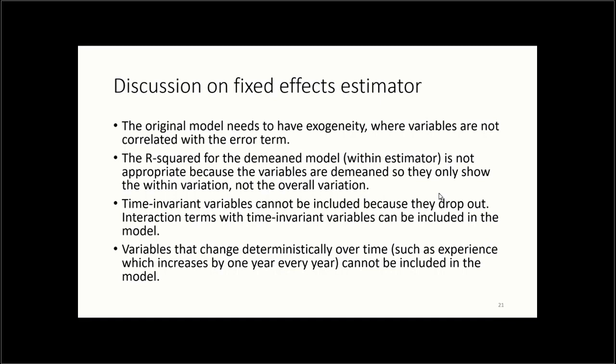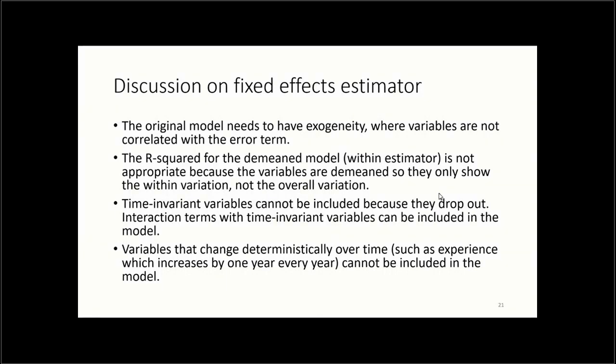What we talked about on the previous slide was that the R squared for the demeaned model that uses the within estimator would not be appropriate because the variables are demeaned. So it would only show the within variation, not the overall variation. If we're looking at the R square, it's actually only explaining the within variation from one year to the next within the individual and not between the firms. And that's why we would be having a lower R squared.